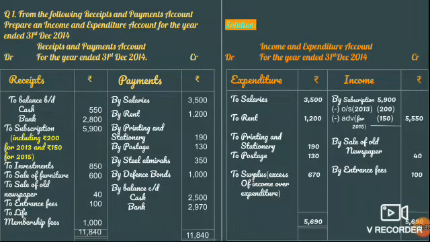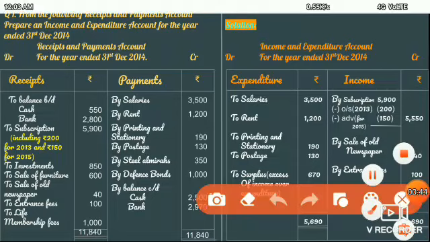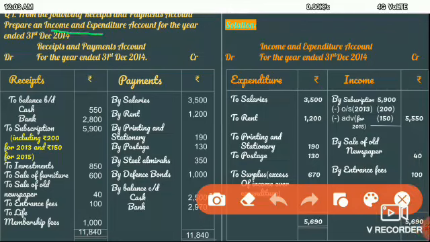Let me read the question. From the following receipts and payments account, prepare an income and expenditure account for the year ended 31st December 2014. So in this sum, we have to prepare the income and expenditure account for the year ended 31st December 2014. They have provided us the receipts and payments account, and the receipts and payments account is also for the same year, that is for the year ended 31st December 2014.